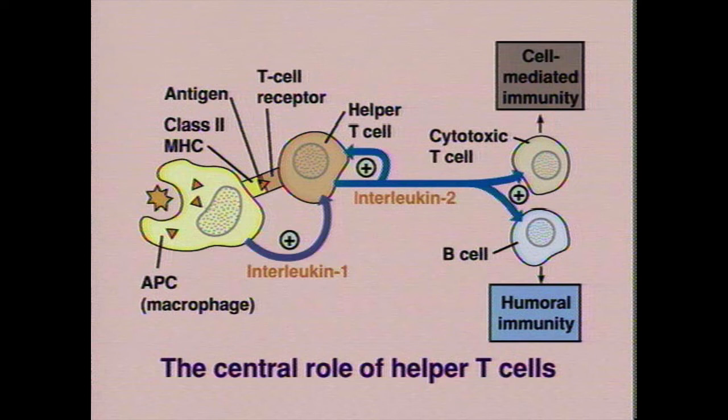So that's the role of the helper T cell. It facilitates both of those arms of immunity, both cell-mediated and humoral immunity. It makes the whole system way more robust, much more efficient, and as a consequence, makes the immune system much better equipped to deal with these invaders.